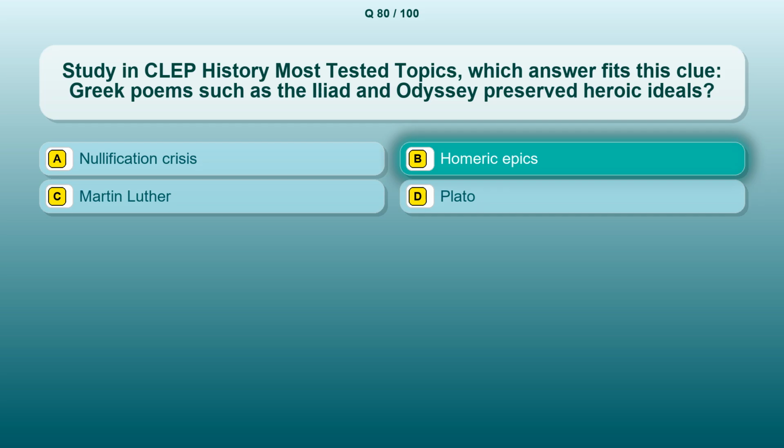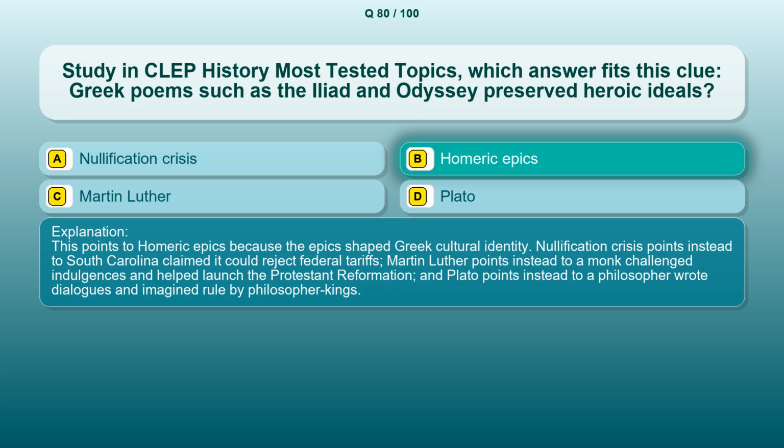The correct answer is option B. Homeric epics. This points to Homeric epics because the epics shaped Greek cultural identity. Nullification crisis points instead to South Carolina claimed it could reject federal tariffs. Martin Luther points instead to a monk challenged indulgences and helped launch the Protestant Reformation, and Plato points instead to a philosopher wrote dialogues and imagined rule by philosopher-kings.